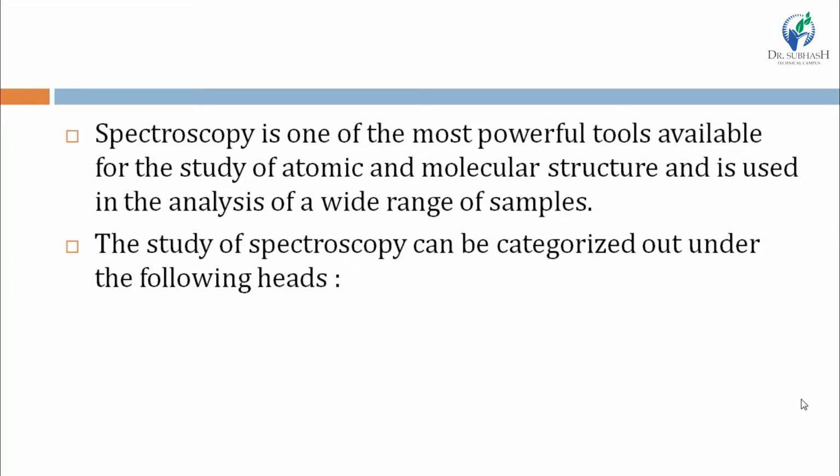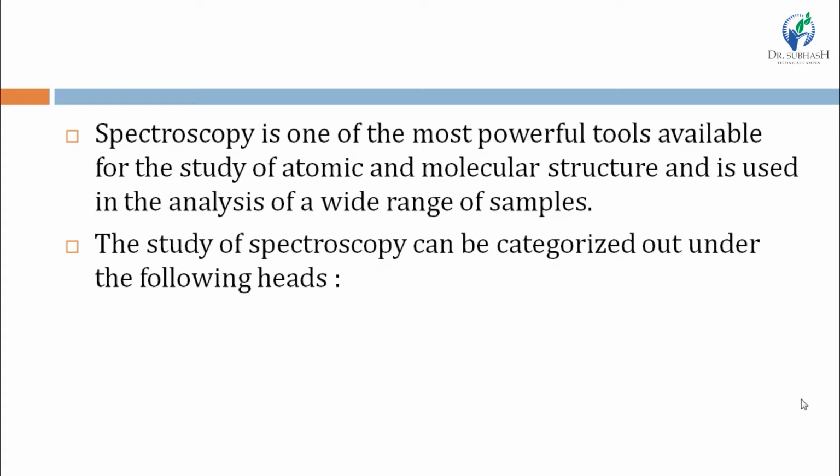Spectroscopy is one of the most powerful tools available for the study of atomic and molecular structure, and is used in the analysis of a wide range of samples. As I said earlier, spectroscopy and chromatography are the two major instrumental techniques used for analysis. It can be used with a wide range of samples, and that's why spectroscopic techniques are so widely used.